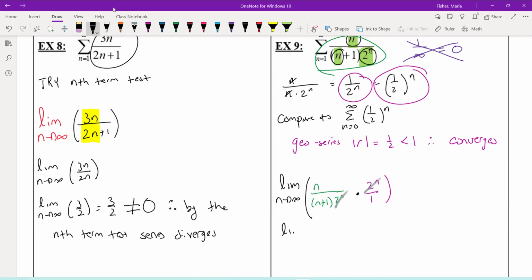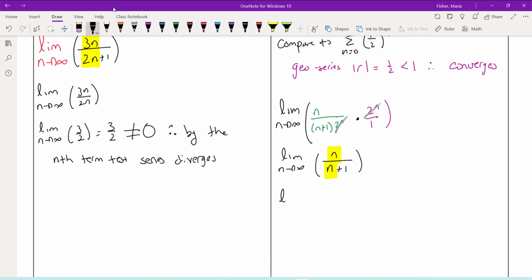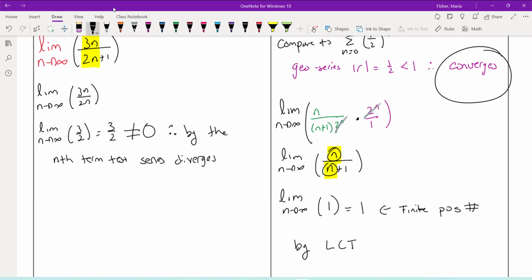We'd be left with the limit as n goes to infinity of n over n plus 1. Well, that's really just an n over n. And n over n, we know that that's just going to reduce to 1. Well, what's the limit as n goes to infinity of 1? That's 1. Well, 1 is a finite positive number. Since it's a finite positive number, by that limit comparison test, our series will also converge.